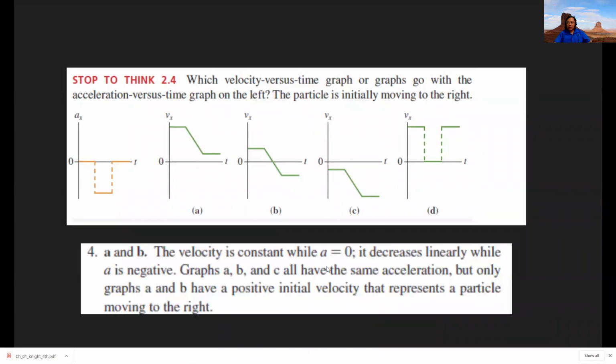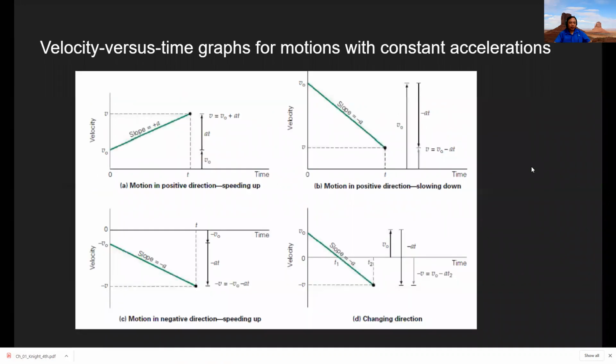The velocity is constant while acceleration is zero, and it decreases linearly while A is negative. And graphs A, B, and C all have the same acceleration, but only graphs A and B have a positive initial velocity. So this one, and that represents a particle moving to the right. So this is the velocity time graph, after the position time graph.